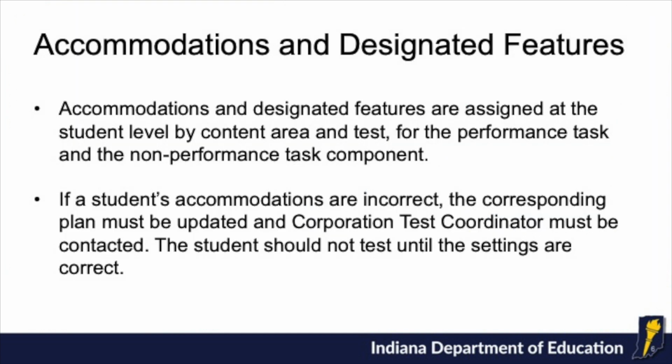Accommodations and designated features are assigned at the student level by content area and test for the performance task and the non-performance task component. If a student's accommodations are incorrect, the corresponding plan must be updated and the corporation test coordinator must be contacted. The student should not test until the settings are correct. Designated features can be updated locally prior to testing.